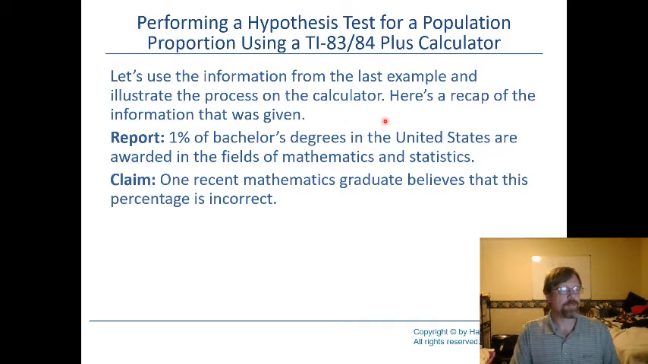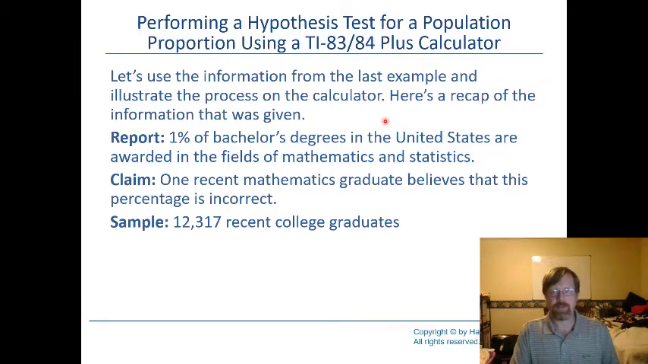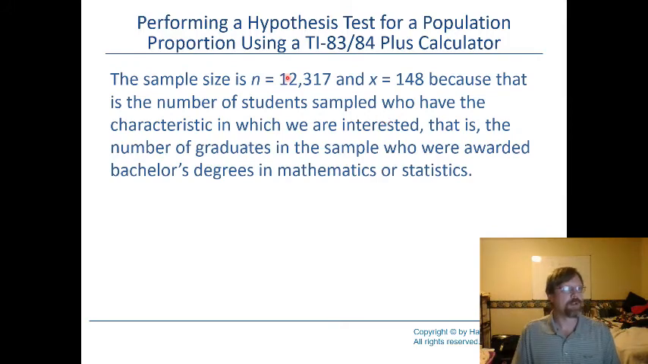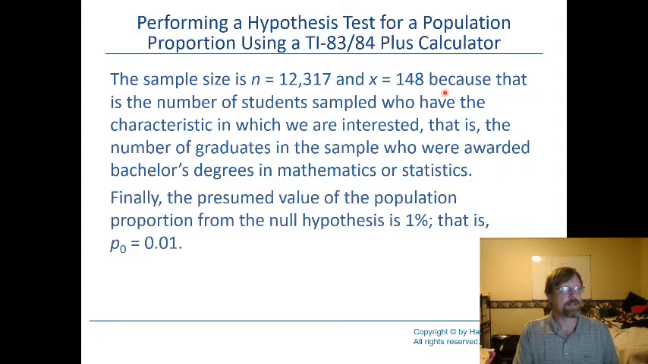A recent graduate believes that this percentage is incorrect. Sampled 12,317, and 148 were in mathematics or statistics, at the 0.1 level of significance. So we've got n equals 12,317 and x equals 148. There's our presumed proportion of 1%, that is, p null is 0.01. Okay, we can take this in.